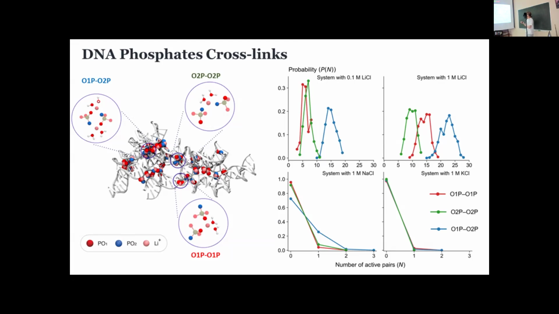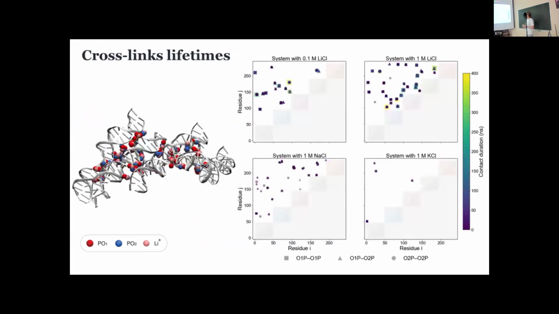In contrast, for the sodium and potassium systems, the zero-contact state dominates, while only one or two simultaneous crosslinks can appear in this system. We also studied the lifetimes, or stability, of the observed crosslinks.